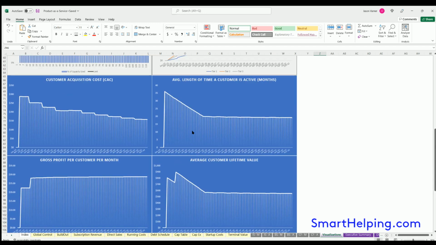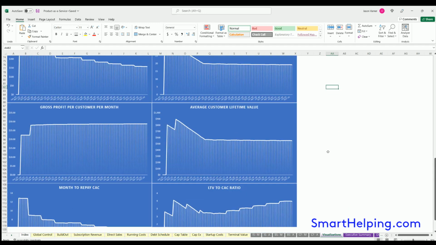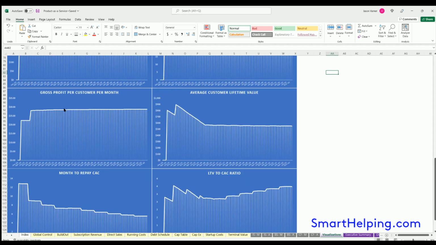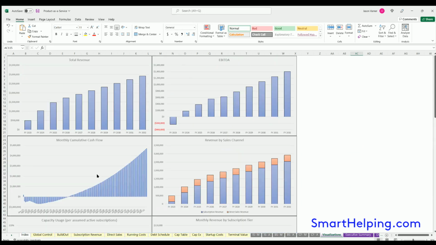And then we have our advanced metrics for the recurring revenue. So customer acquisition cost, average length of time a customer is active in months, gross profit per customer per month, average customer lifetime value to CAC ratio, and months to repay CAC. So some very important metrics there.